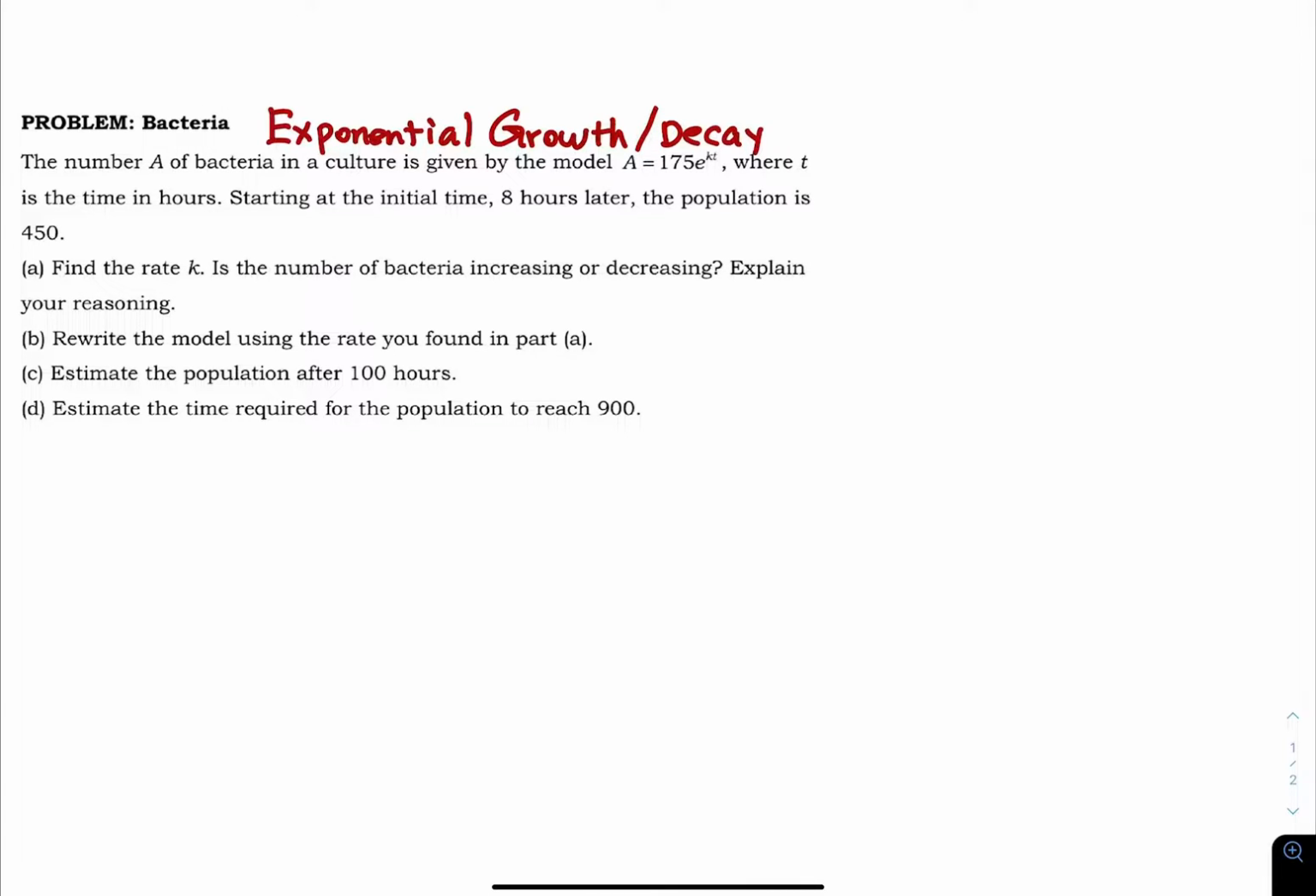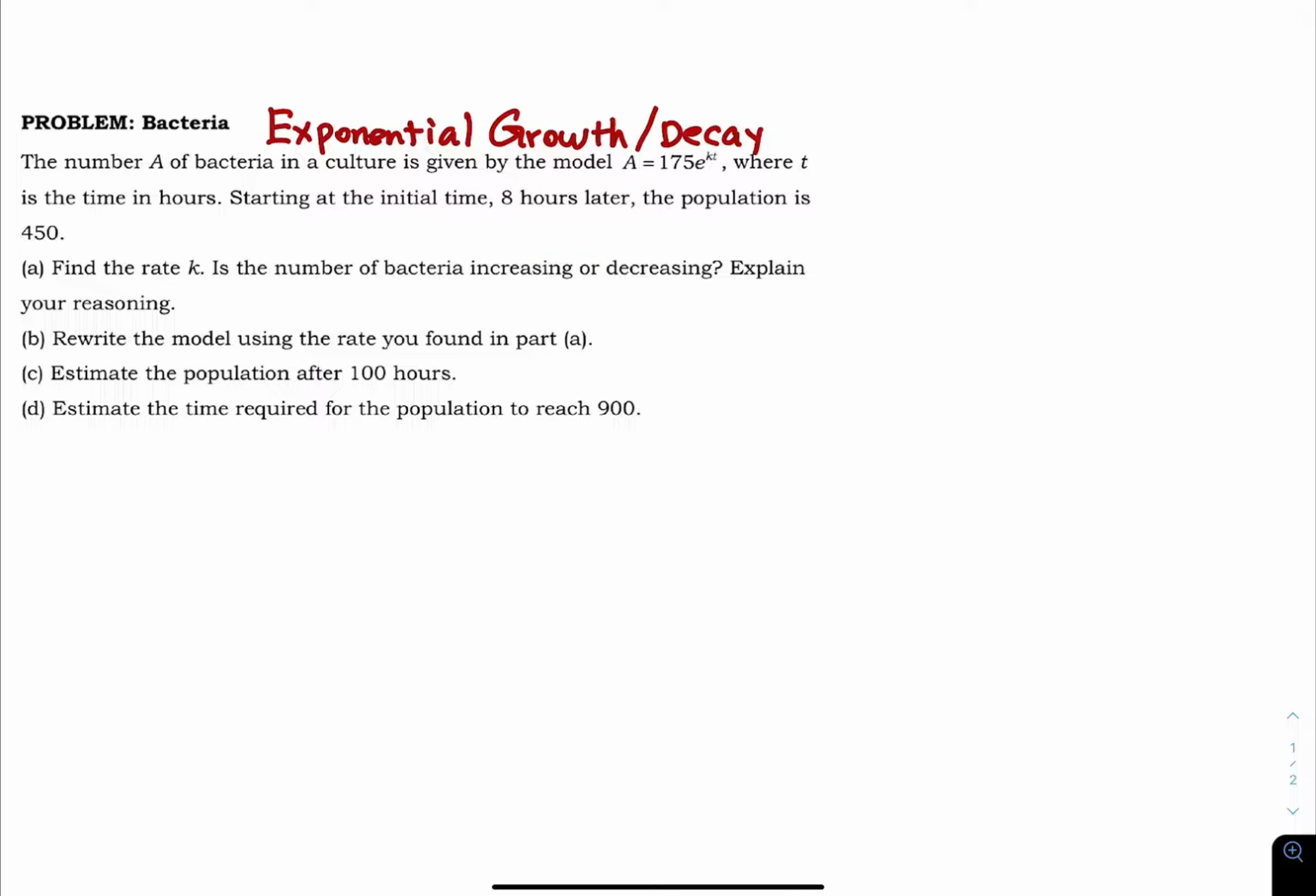Let's use this problem to review exponential growth and decay. This problem is about bacteria. The number A of bacteria in a culture is given by the exponential model A equals 175 times e to the kt, where t is the time in hours. Starting at the initial time, 8 hours later, the population is 450.